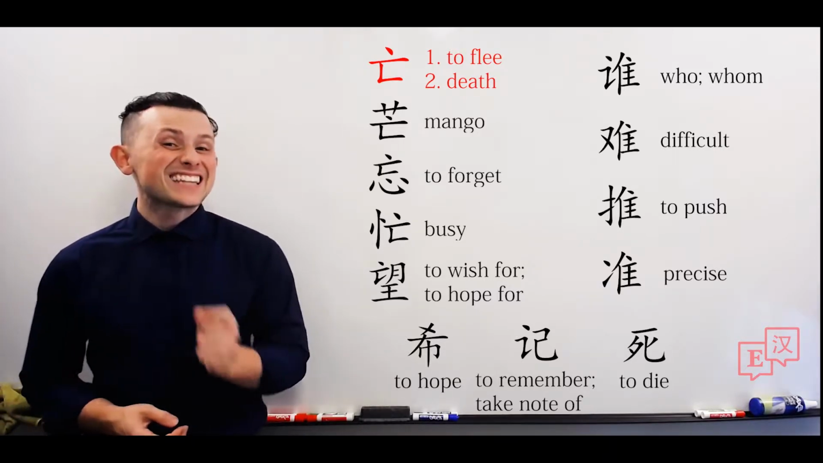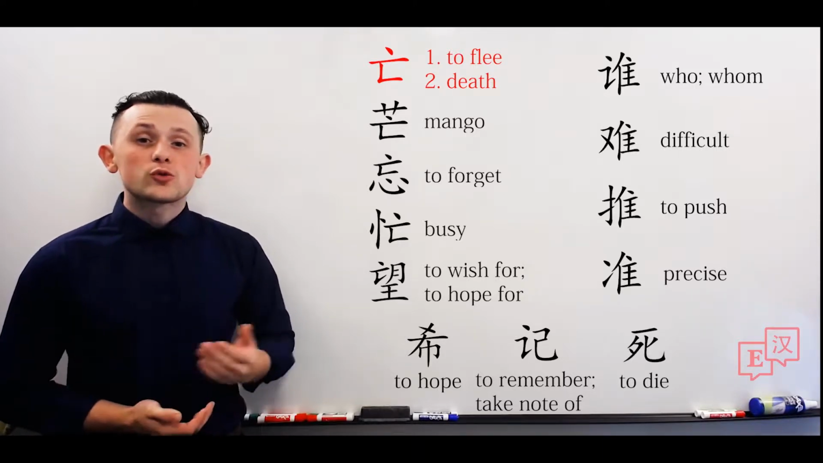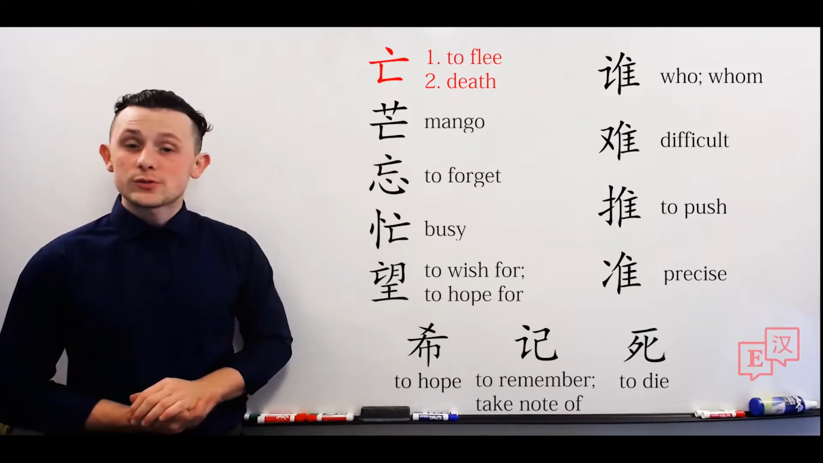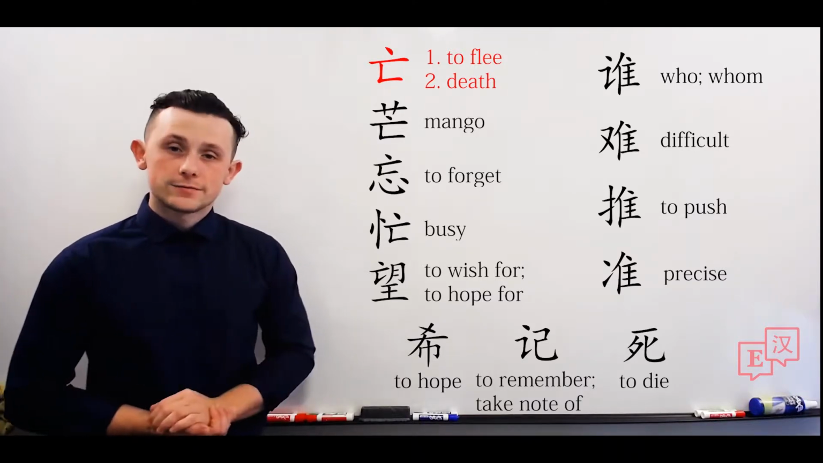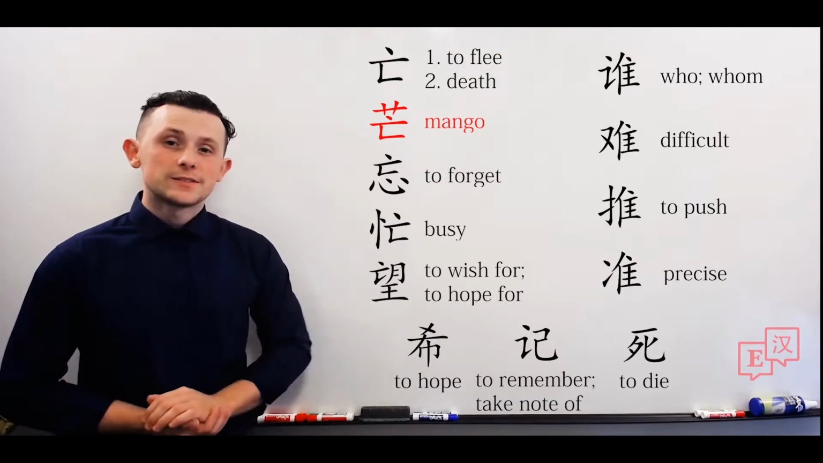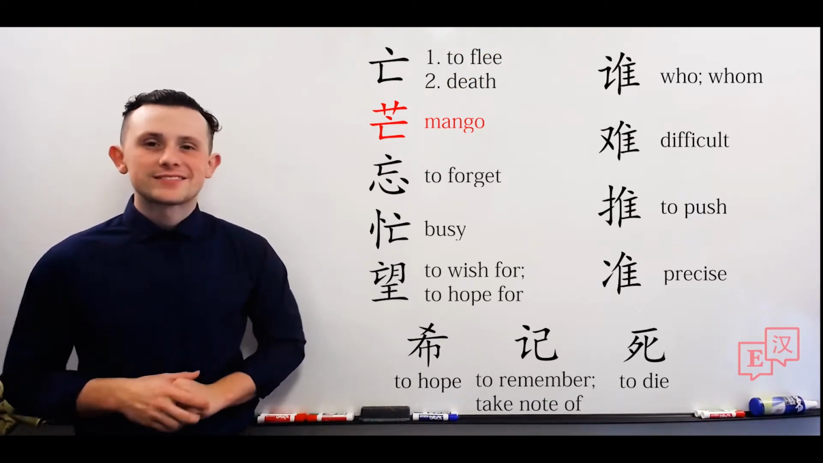Our first character is 王, wang. This character means death, or to flee, or to perish. It's pronounced exactly like king, wang. Now, if we add 草字头, grass radical, to this character, we get mang. Mang means mango. That's its only meaning.